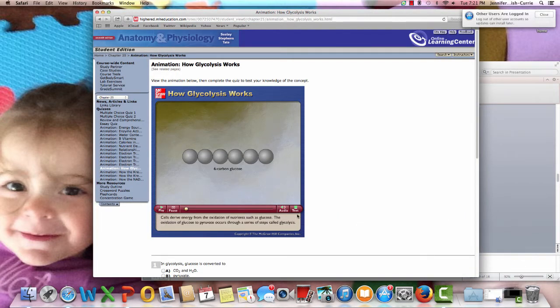Cells derive energy from the oxidation of nutrients such as glucose. The oxidation of glucose to pyruvate occurs through a series of steps called glycolysis. The energy released during these oxidation reactions is used to form adenosine triphosphate, ATP, the energy currency of the cell. The initial steps in glycolysis are the additions of 2 phosphates to the glucose molecule at the expense of 2 molecules of ATP. The result is a 6-carbon sugar diphosphate molecule and 2 low-energy adenosine diphosphate molecules, or ADP.